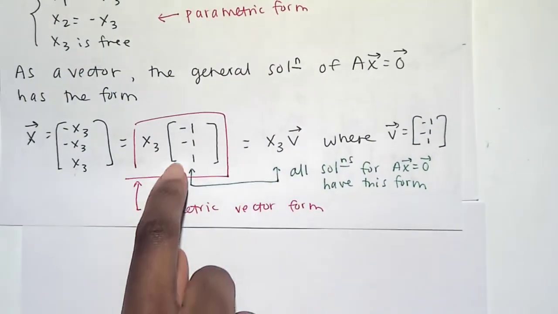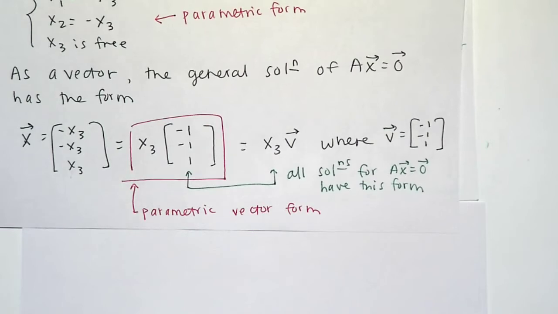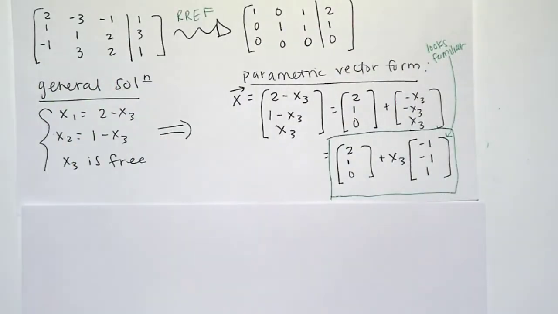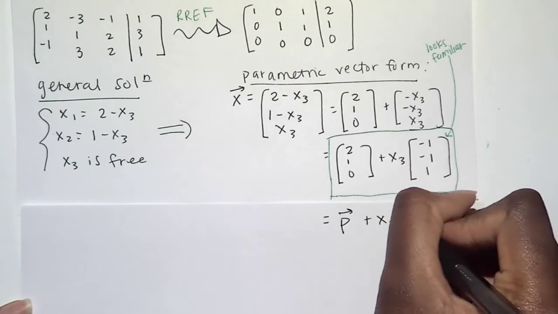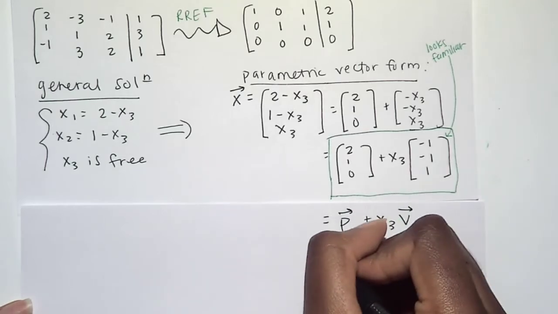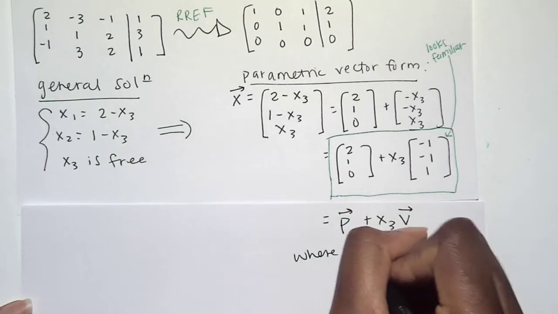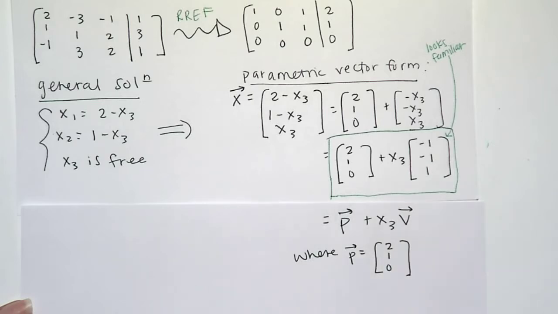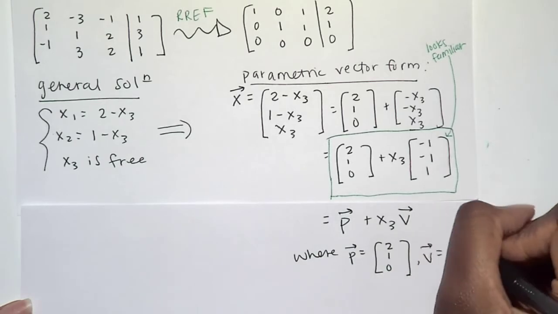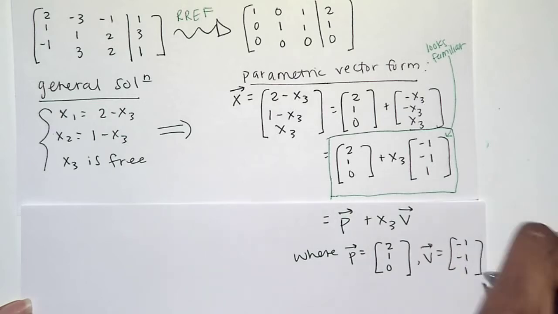Let me find that for us. All right, x3 times (-1, -1, 1) is the solution for the homogeneous system for that matrix. All right, so what is always true is that for our non-homogeneous system, we can write it as P plus x3 times V, where P is (2, 1, 0) and V is (-1, -1, 1).